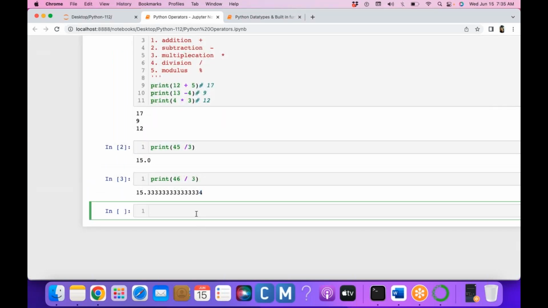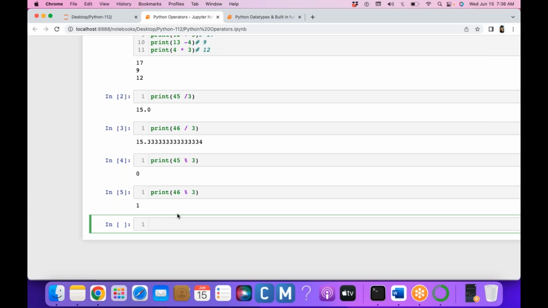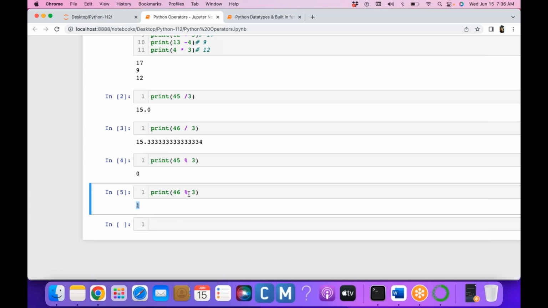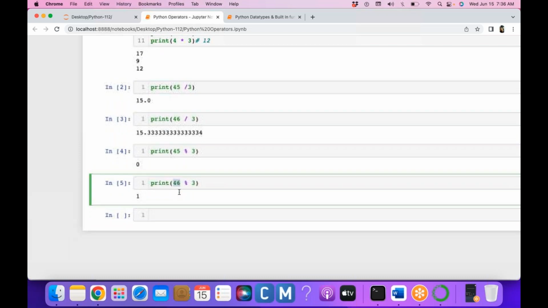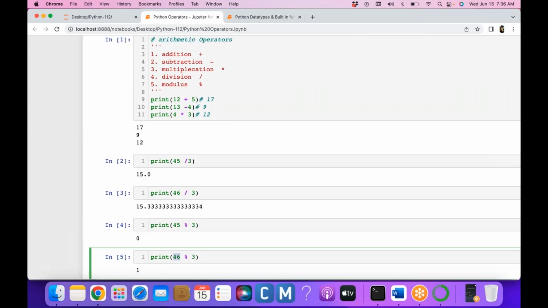In the same way, remainder means the modulus, right? 45 remainder 3 is successfully divisible, so it's 0. But when you divide 46 by 3, what is the result? The remainder is 1, because 3 goes up to 45, so 46 minus 45 is 1, right? So these are the 5 basic arithmetic operators.